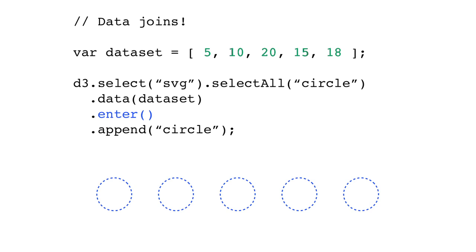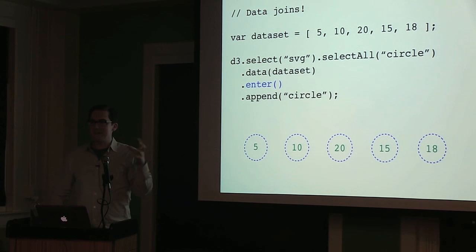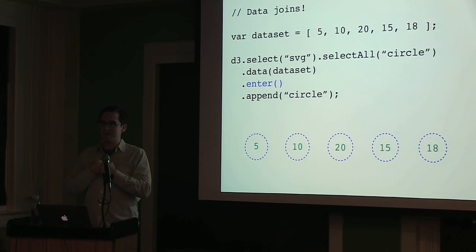So here I'm envisioning these are my 5 new circles that I'm about to create. And the essence of the data join is when we take these values from the data set, and you can imagine them flying down and getting stuck onto these circles. So this is the join. We're joining the values to the elements. One value, one element.